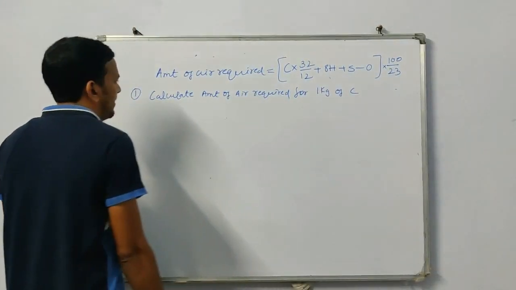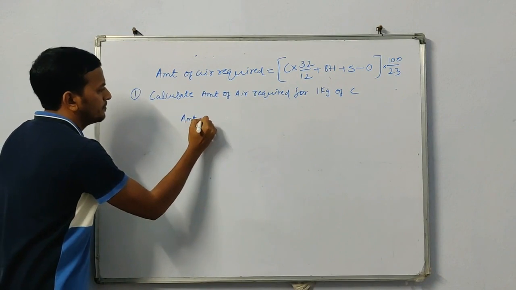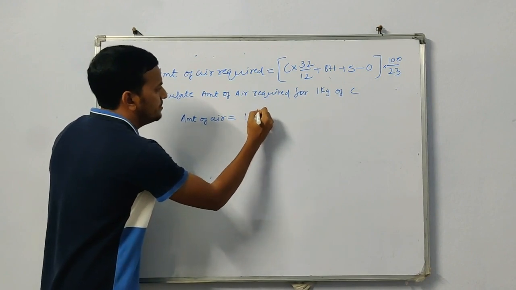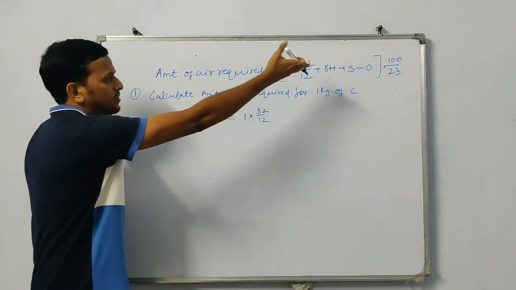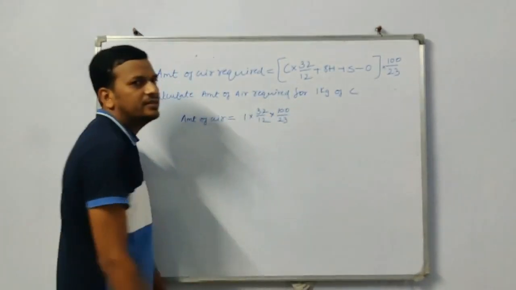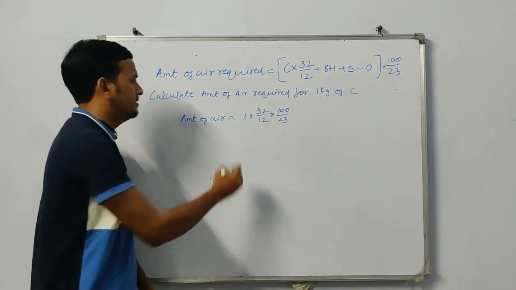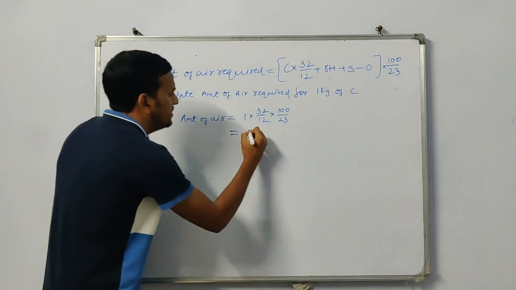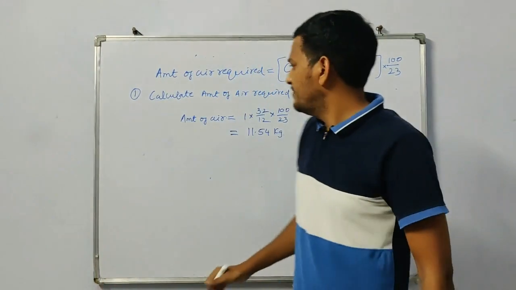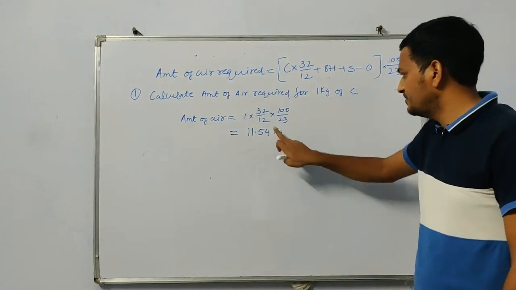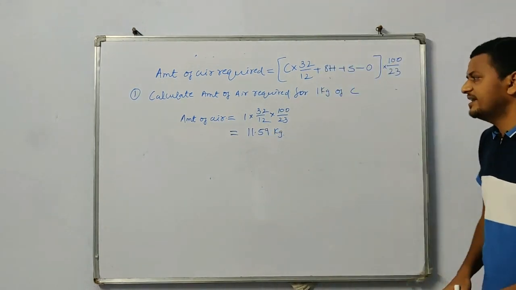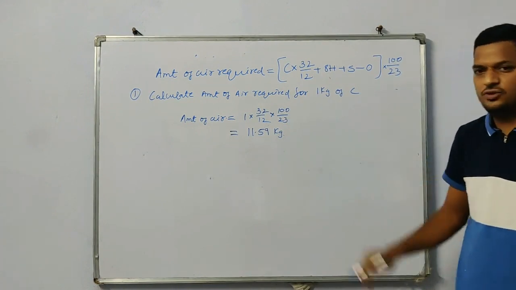Amount of air required equals 1 kg, directly substituting, 1 into 32/12, and the rest are all 0, into 100/23. On calculation, cancelling everything, you will end up with about 11.59 kg of air. Do the calculation once. So 11.59 kg of air is required for complete combustion of 1 kg of carbon.